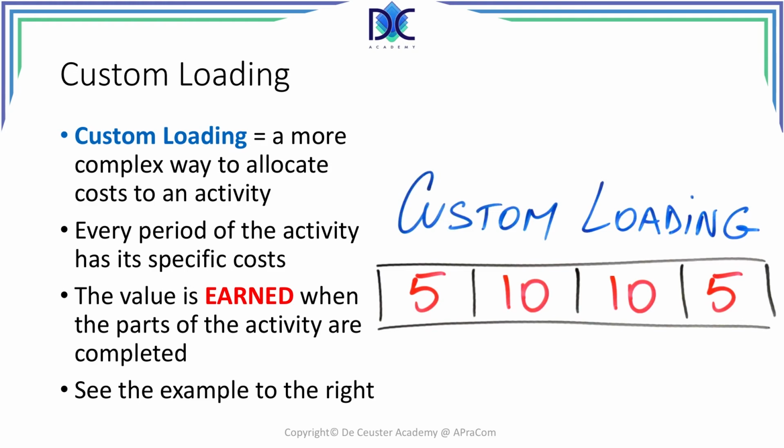Another more complex way of allocating budget to an activity is what we call custom loading. Every period may have a different cost. Why is that? Well, it depends on the materials, when we will have them, in which period of the activity. If we have unevenly allocated resources, it may be that some periods of the activity have more people working on it, so the cost is also higher. So these are different elements how we can allocate the cost to activities.